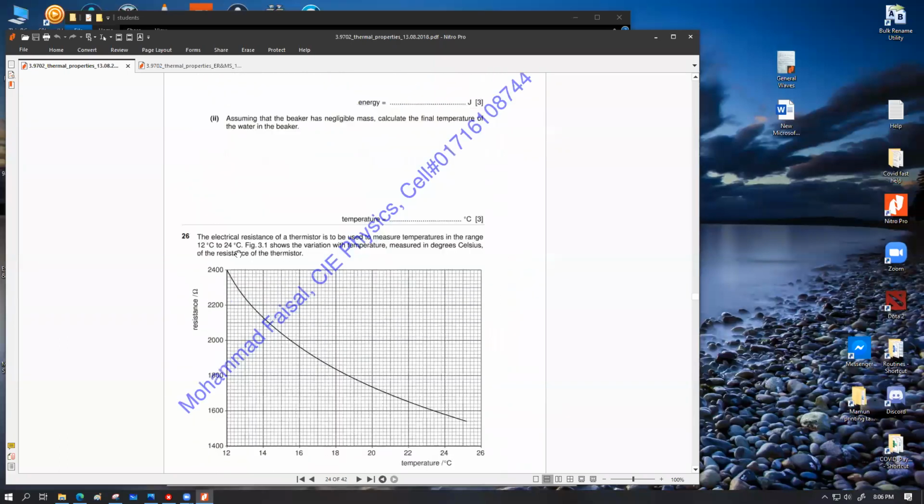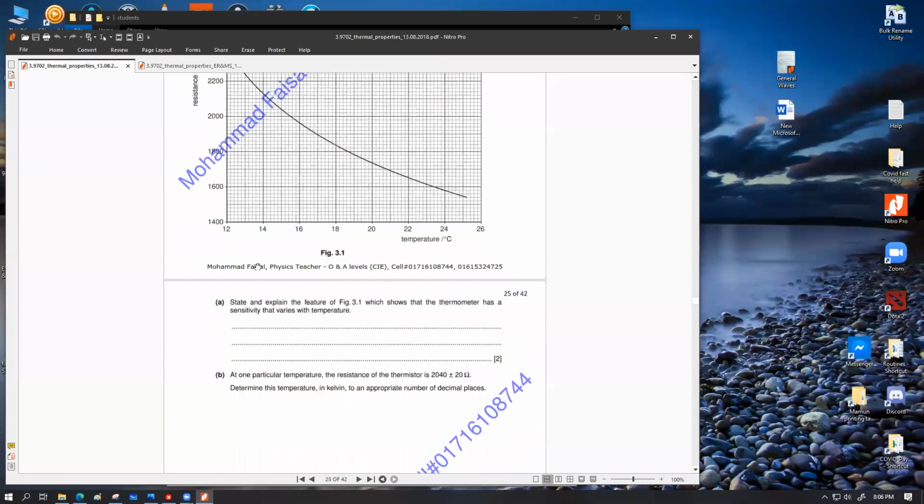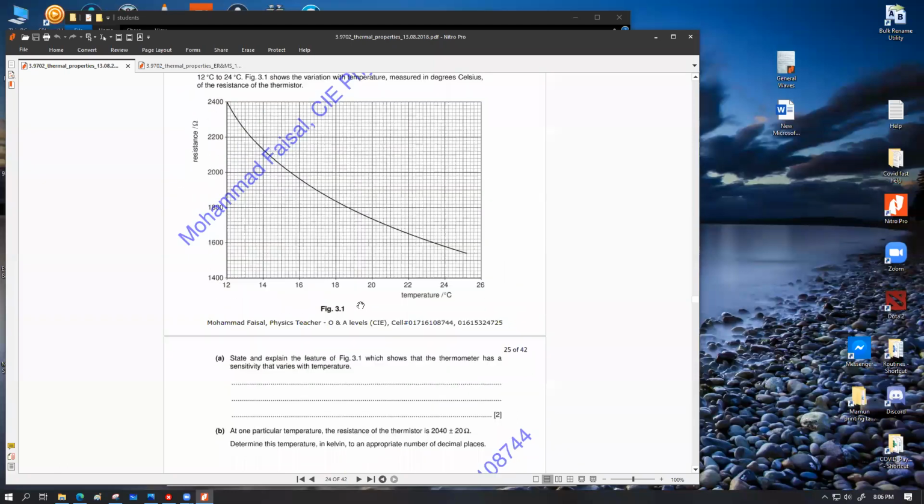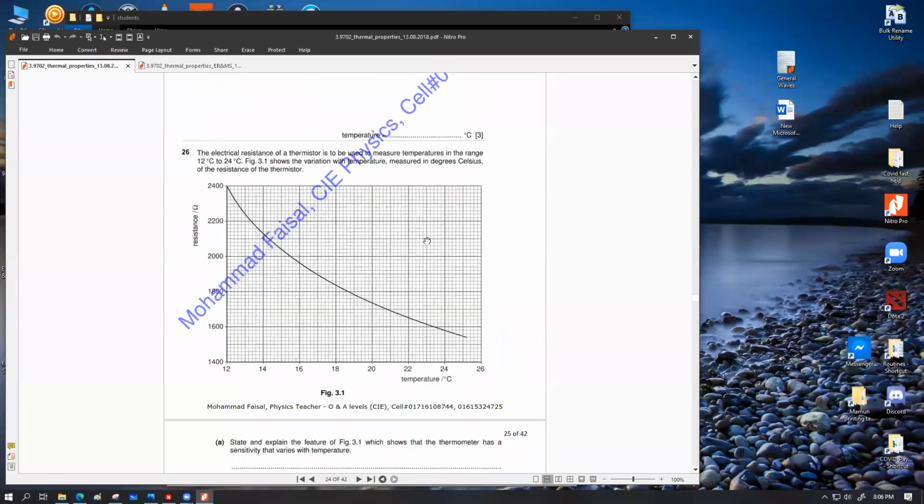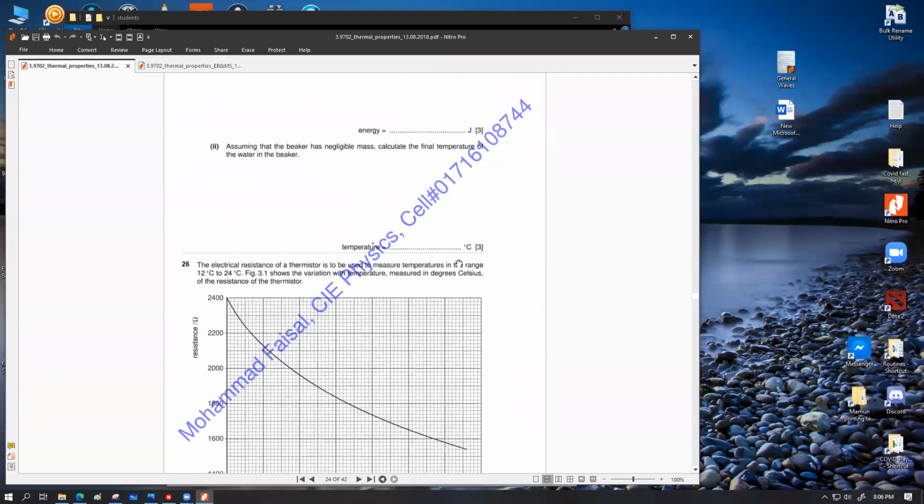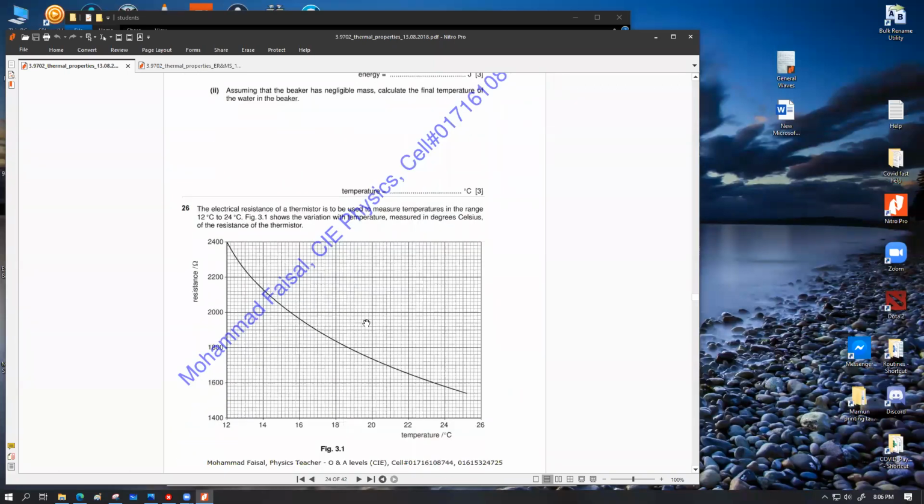Should we start from 26? I think 26 is the question we should start with. Yes, sir. As far as my memory tells me, 26 is the question we're going to start with. All right, let's get going.